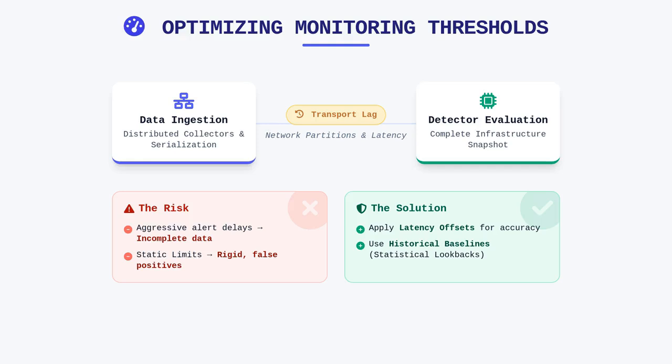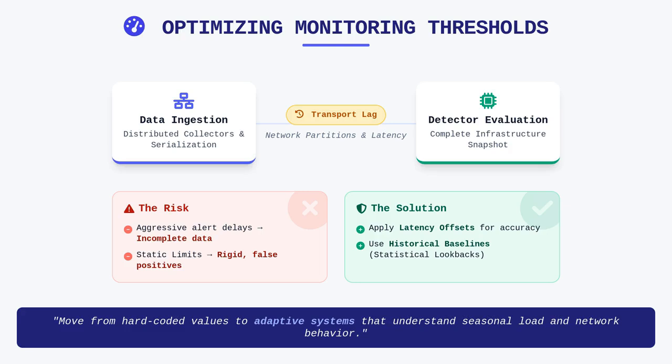Furthermore, avoiding static limits in favor of historical baselines allows our detectors to adapt to gradual changes in traffic patterns or seasonal load. Using statistical lookbacks rather than hard-coded values creates a more resilient system that understands what constitutes normal behavior for a specific time of day or week.